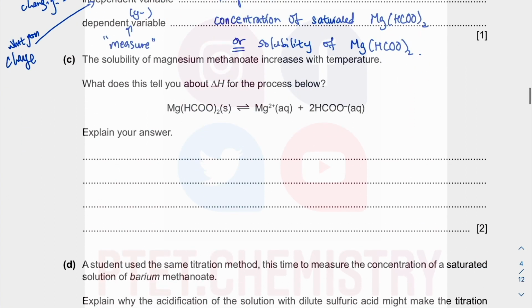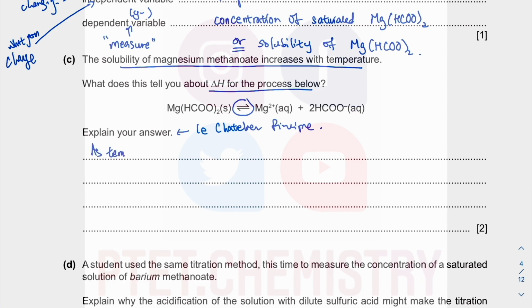So next bit is the equilibrium. So they're saying that in actuality this is an equilibrium. So what does it tell you about delta H? Alright, you gotta explain your answer. This is your Le Chatelier principle. It's from your AS, from your O level in GCSE as well. The solubility increases with temperature. So as temperature increases, I'm going to explain first because I find it easier if I think out loud first. As temperature increases, more magnesium HCOO twice becomes soluble.